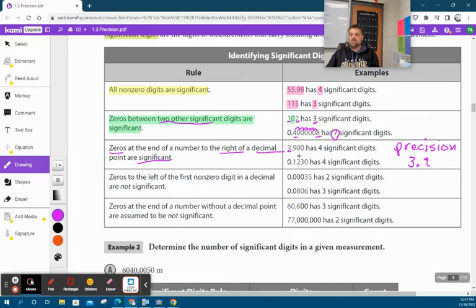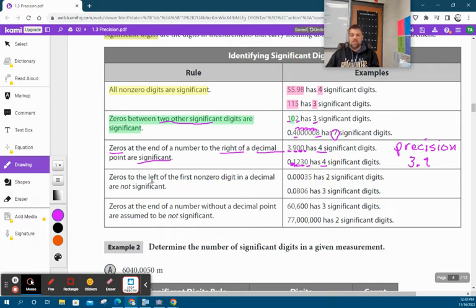So, this is a non-zero, so it's significant. This is a non-zero, that's significant. This is a 0 to the right, significant, 0 to the right. How many significant digits? 4. Non-zero, non-zero, non-zero, 0 on the right of the decimal point, 4 significant digits.